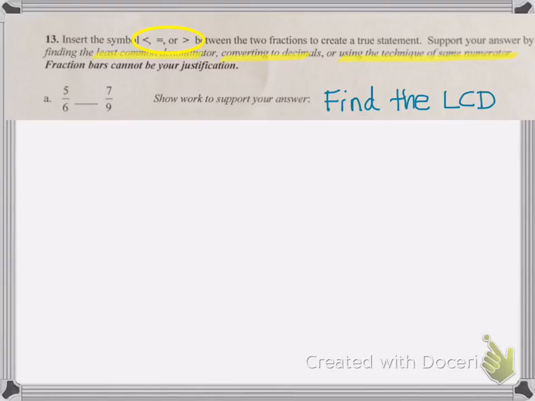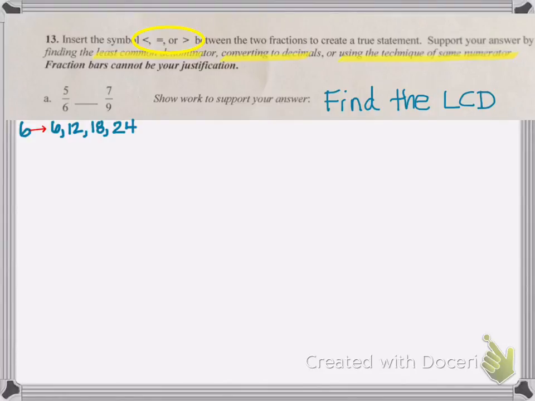All right, so I want to find the lowest common denominator, which means I need to find the least common multiple of the numbers 6 and 9. So first, let's start a list of all the multiples of 6. So the first few multiples of 6 are 6, 12, 18, and 24.